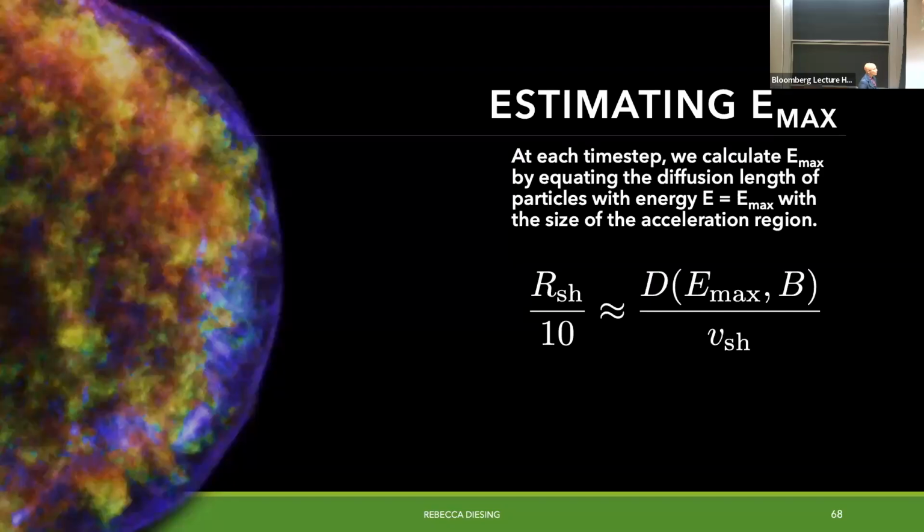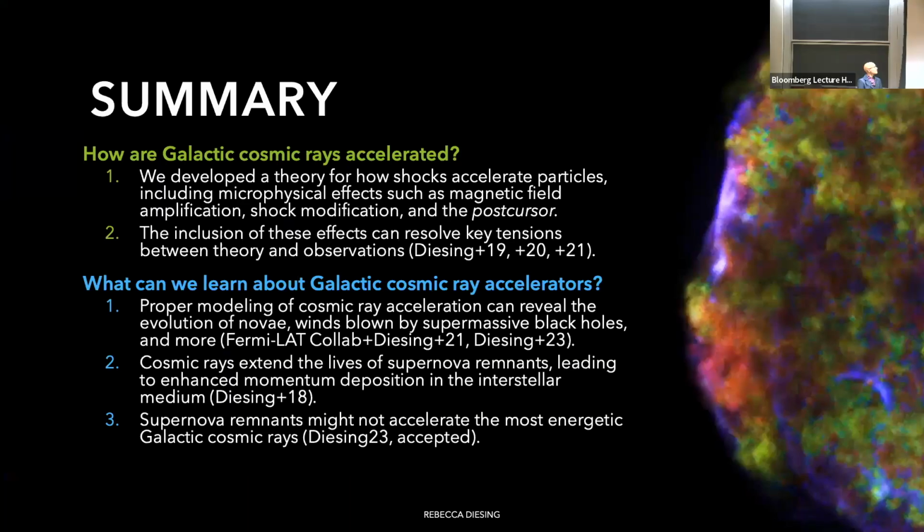But I'll just finish for now by putting up my summary slide and saying that we have a framework for how galactic cosmic rays are accelerated, and it can teach us things about galactic cosmic ray accelerators, including objects like novae, fast AGN winds, and also how cosmic rays extend the lives of supernova remnants, and other fun projects.